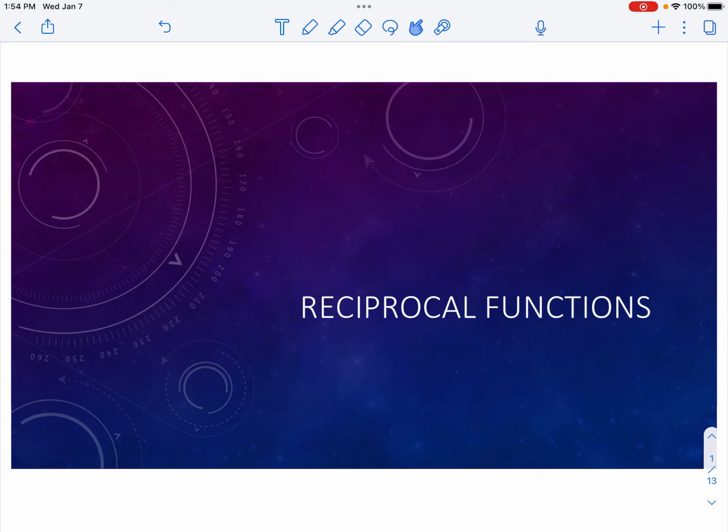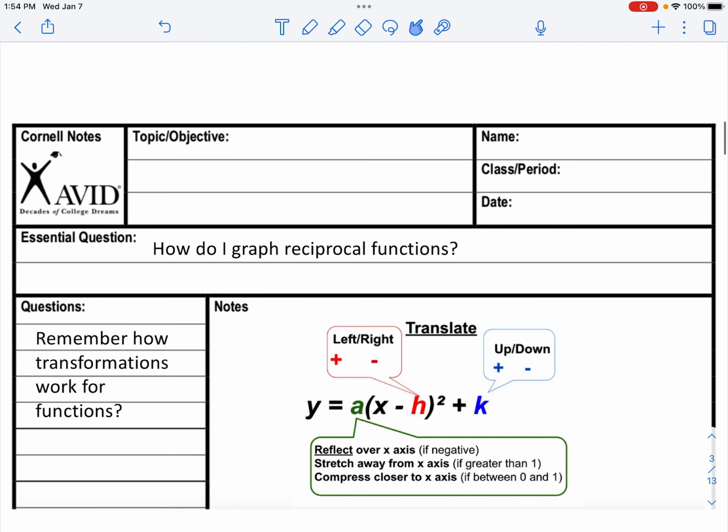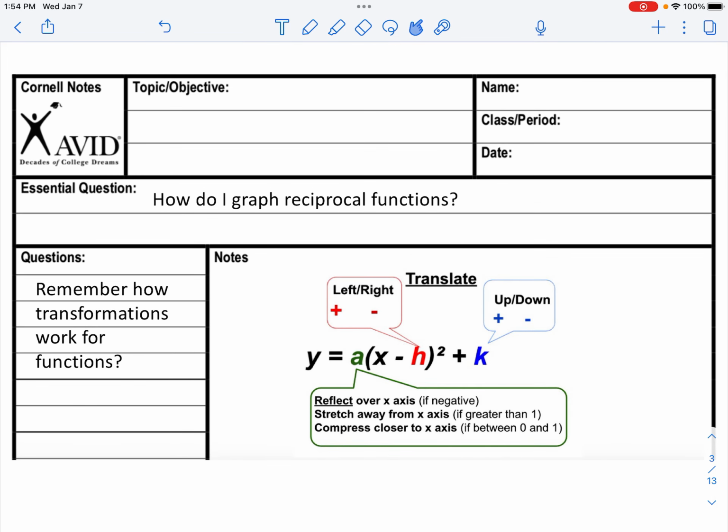Okay, this lesson is on reciprocal functions. All right, so how do I graph reciprocal functions?